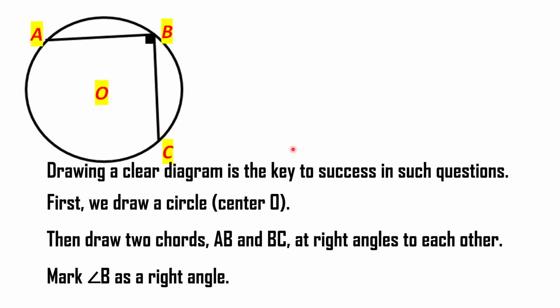So first we draw the diagram, which is the absolute prerequisite to solve questions in geometry and trigonometry. We draw the circle, mark the center O, take 3 points on the circumference A, B and C, join AB, join BC and mark this angle B as 90 degrees, and now we have to find the angle AOC.